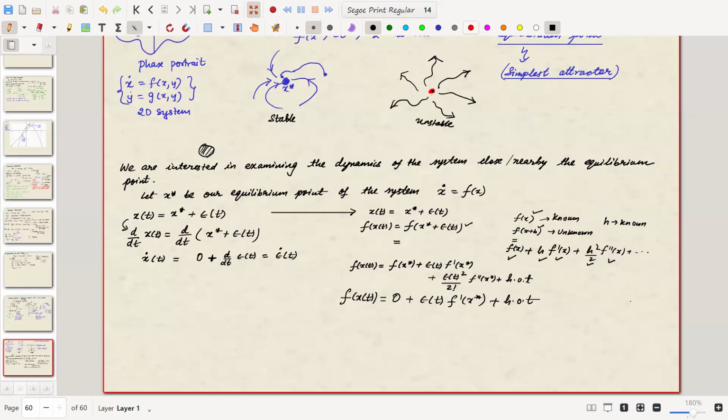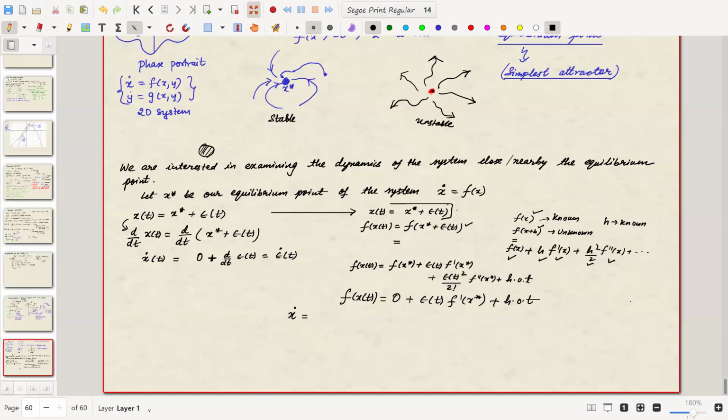Everything is there on the board. F of x, t, you got this quantity, fine. But what is f of x, t? It is x dot. So what is x dot? X is x star plus epsilon t. Isn't this quantity known to you? x(t) equal to x star plus epsilon t.